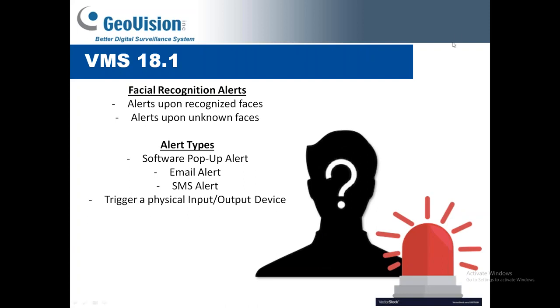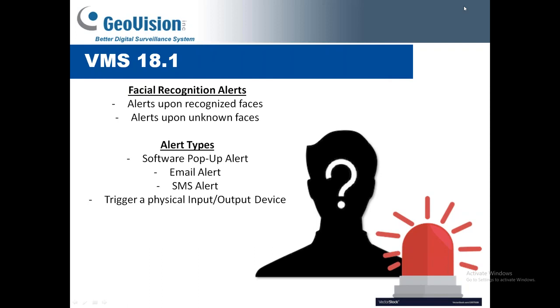Let's talk about alerts. So with the VMS 18.1 software, you are able to get real-time alerts, and this can be done on a recognized face scenario, or if you want to get recognition alerts on unknown faces, it is possible as well. A few different types of alerts would be a software pop-up. So that could be a pop-up and a notification with an audible alarm playing in the software. You can also get an email alert or an SMS text alert.